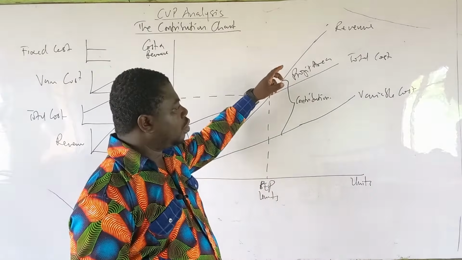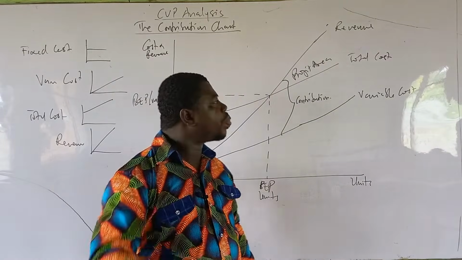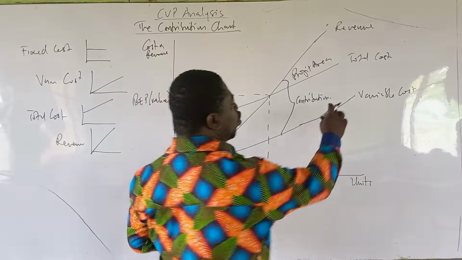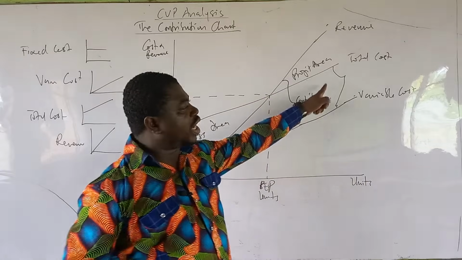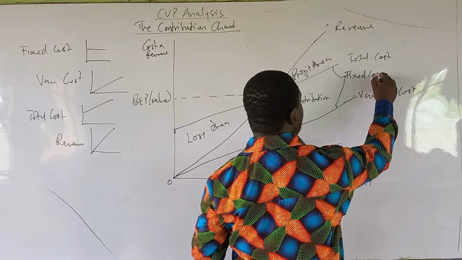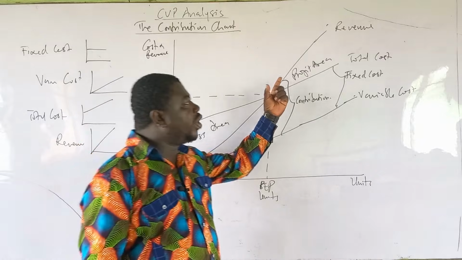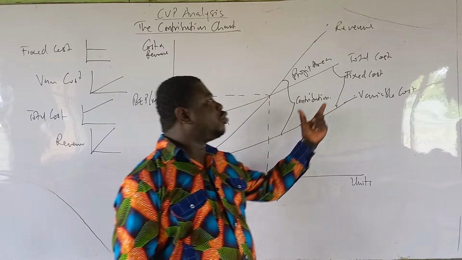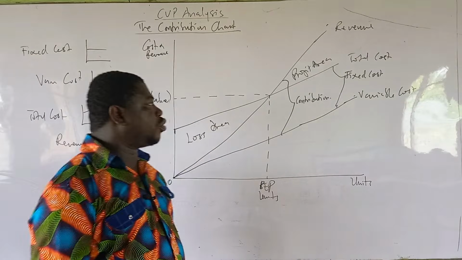Because revenue minus variable cost is contribution. Then we also know that total cost minus variable cost is your fixed cost. And so you are going to also show this. In between the total cost line and the variable cost line, you call it the fixed cost area. So look at this very carefully. In between the revenue line and the variable cost line is your contribution area, but between the total cost line and the variable cost line is your fixed cost area. That is what we mean.